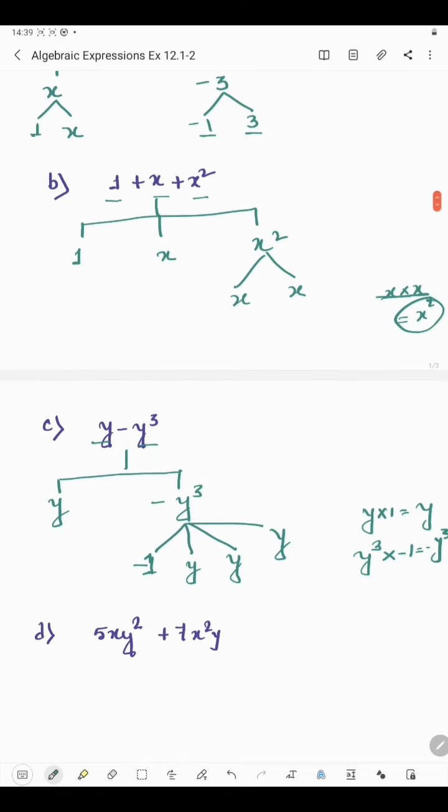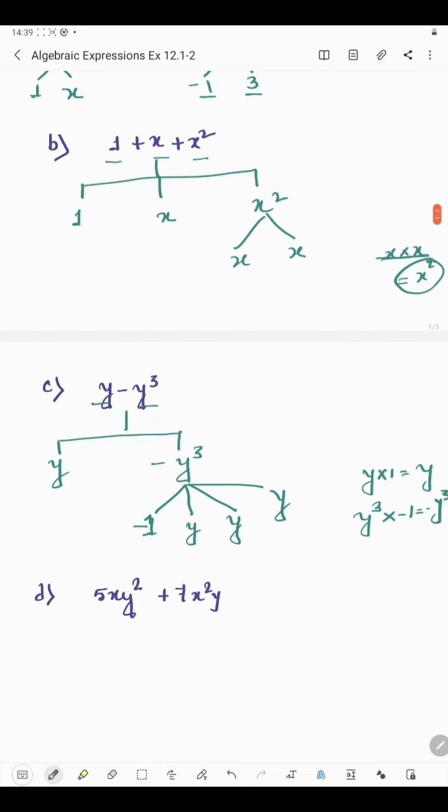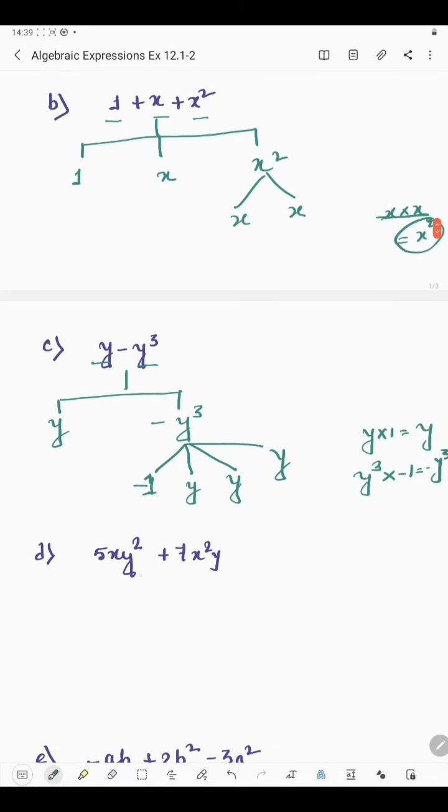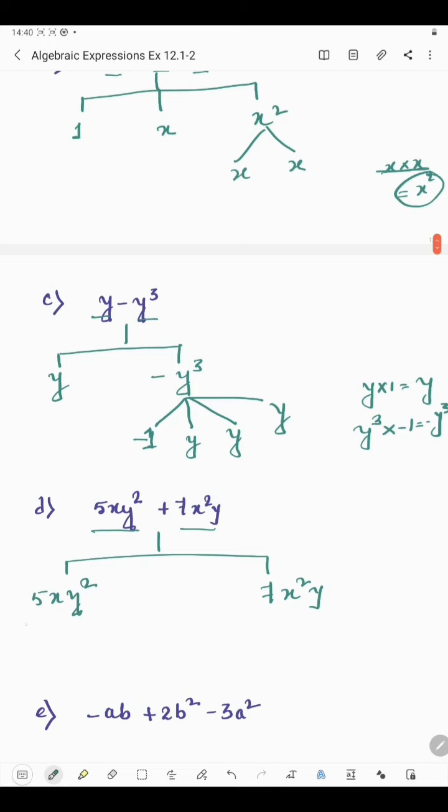Okay. Now in the next part we have 5xy square plus 7x square y. So here again we have two terms. So let us write the two terms at first, which is 5xy square and 7x square y. Now the factors of 5xy square. So how have you got this term?